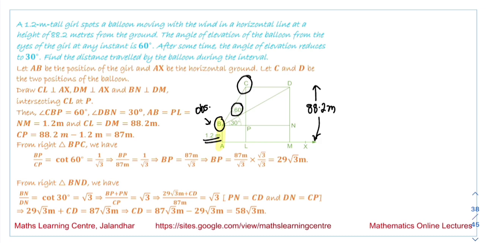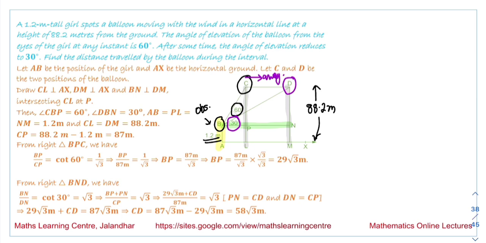After some time, the angle of elevation reduces by 30 degree. It means it is moving away from the girl, and the angle of elevation reduces to 30 degree when it reaches the point D. Find the distance traveled by the balloon during the interval. You have to find this length CD. So to calculate this length, we have drawn the perpendicular from C, we have drawn the perpendicular from D, and this BN line, we are saying this is the horizontal line.